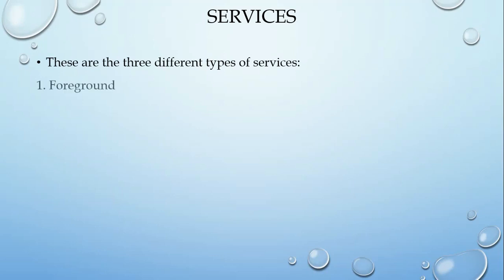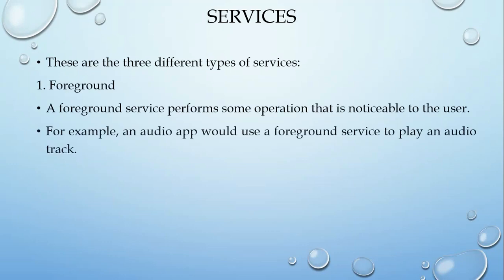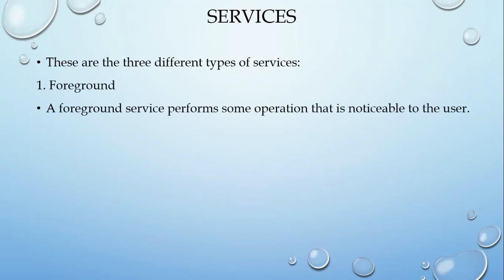What are the three types? Number one, foreground services. Obviously the second one would be background services. I'll take them one by one. First, foreground services. A foreground service is something which performs an operation that is noticeable to the user. The examples I gave so far are all foreground services. What do you mean by a foreground service? In simple terms, it is running in the background, but it will always show you what is happening in the background. That is called a foreground service.